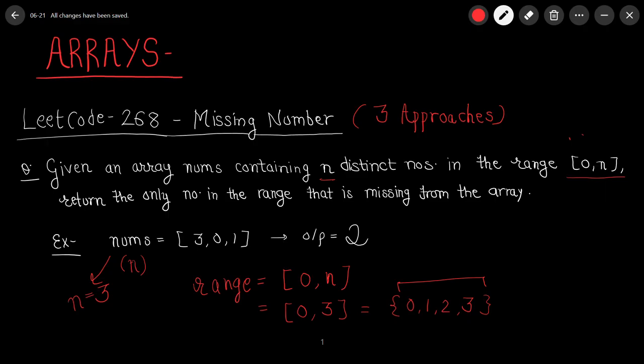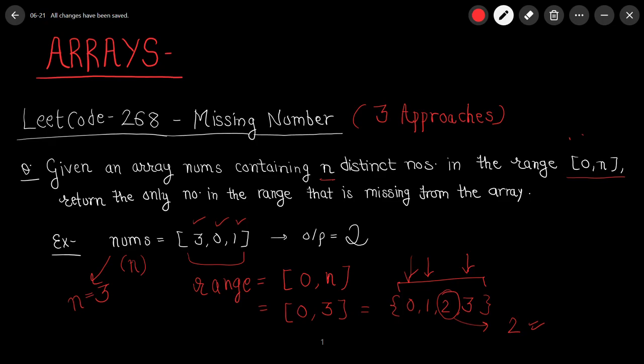So let me walk through this. Coming to 0, we check in our array, yes, it's there, so no problem. 1 is also there, so no problem. 3 is also there, no problem. But 2, it's not present in our array. So we will return 2 as the answer. I hope the question is clear. And only one number will be missing, rest all will be present in the array.